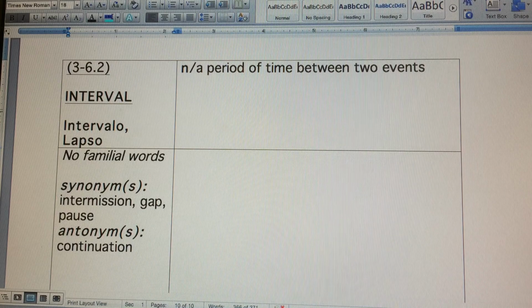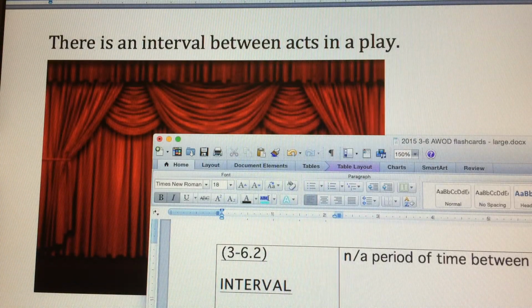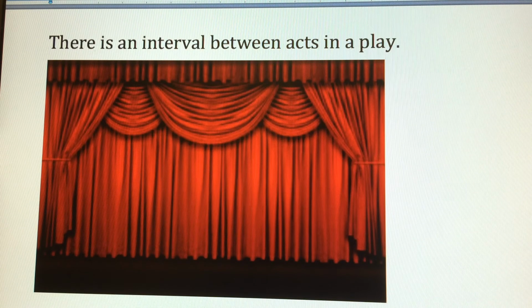It's 1 year. In your sentence that is given, you have that there is an interval between acts in a play. From your drama terms, you know that plays are divided into acts, and each act tends to be quite long. Usually a play only has 2 or 3, sometimes 4 acts. Very short plays might even just have 1 act and they don't take a break at all.